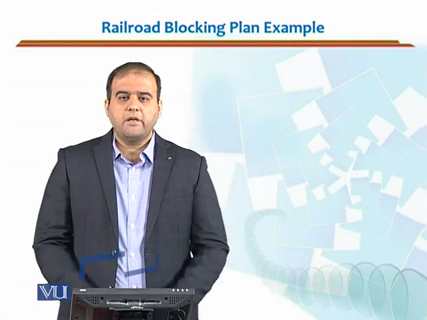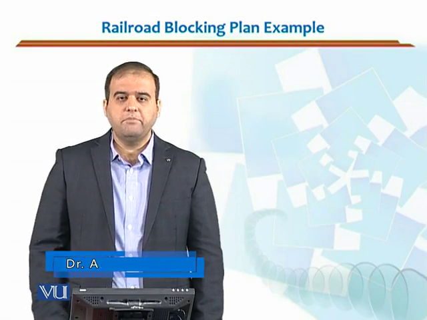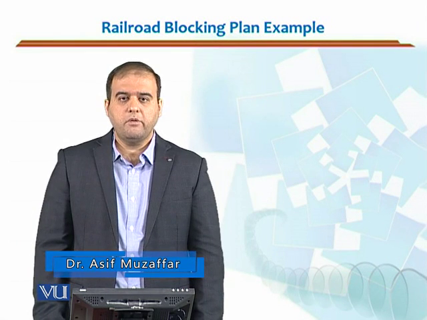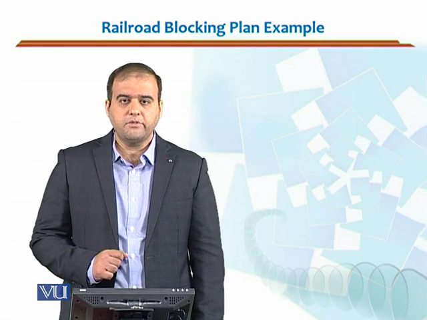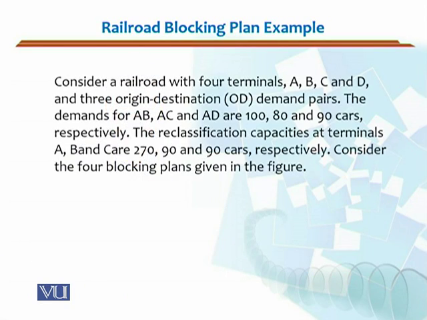Students, now let us look at the problem example for the railroad blocking problem. In this problem, we will actually take a simple scenario and look at the blocking plans of it. Consider a railroad with 4 terminals A, B, C, and D, and 3 origin destination (OD) demand pairs.